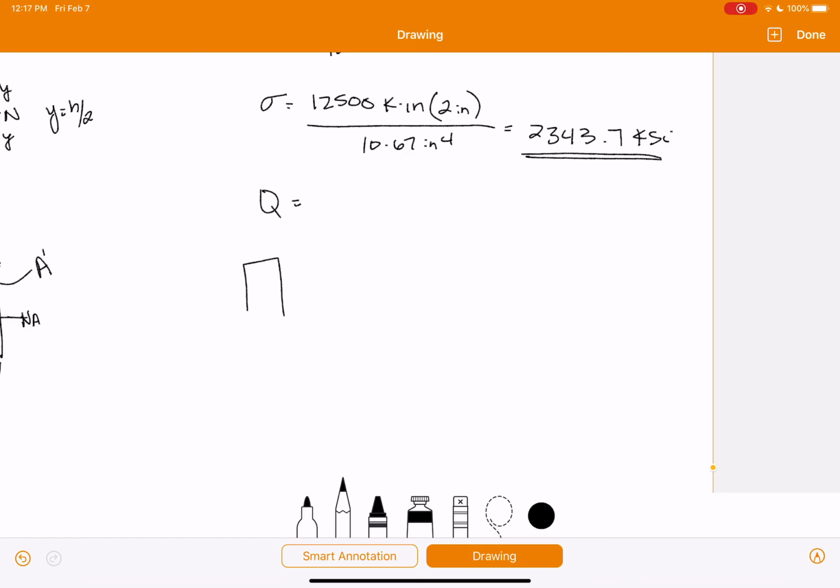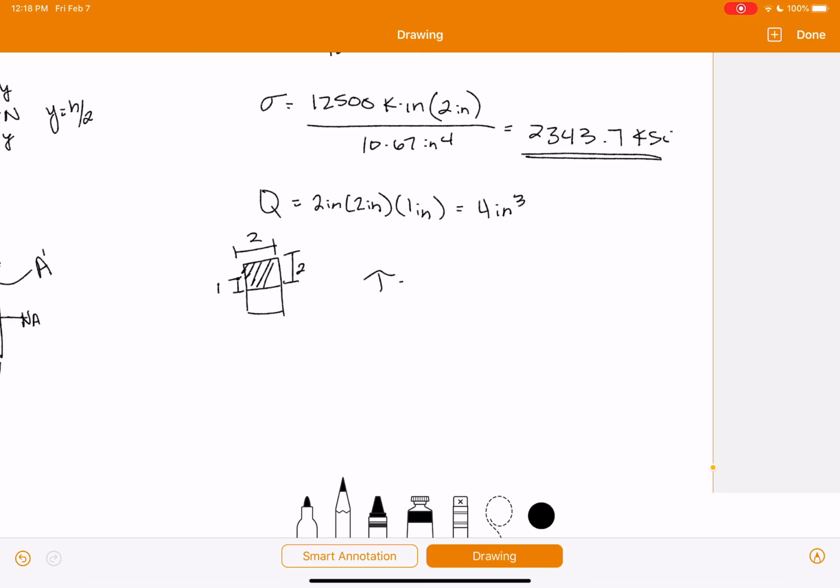Now we can go ahead and find our Q, which again is going to be A prime, Y prime. So if we draw this out, we need this area here. So this is going to be 2, this is going to be 2. And then we need this distance here, which is going to be 1 inch. So 2 inches times 2 inches times 1 inch equals 4 inches cubed.